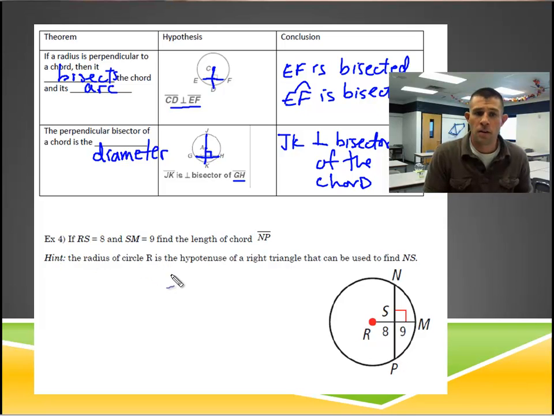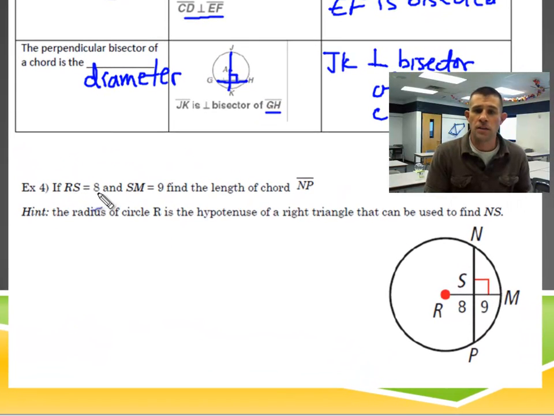So let's take a look at an example of how we're going to use this to problem solve. It says if RS is equal to 8, if I'm taking a look over here at my circle R, and RS is equal to 8, and then it says SM is equal to 9, find the length of chord NP. So here's our chord NP. I need to find the length of it. So here's my radius. Remember, any line segment that goes from the center to a point on the circle is called the radius. So I know the radius of my circle here is 8 plus 9, which is 17.